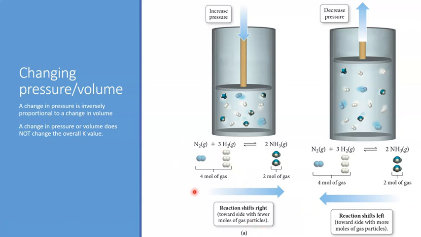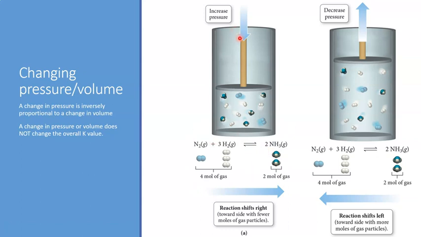So in this example, we've got 4 moles of gas on our reactant side and only 2 on our product side. So when we increase the pressure, we shift to the right. When we decrease the pressure, we shift to the left. So in this scenario, where you're increasing pressure or decreasing volume, the reaction is going to shift toward the side with fewer moles of gas particles. Okay, over here we've got 4 and here we've got 2.